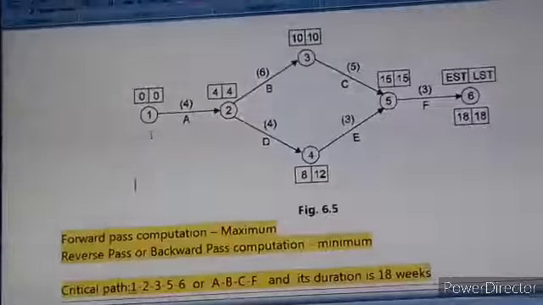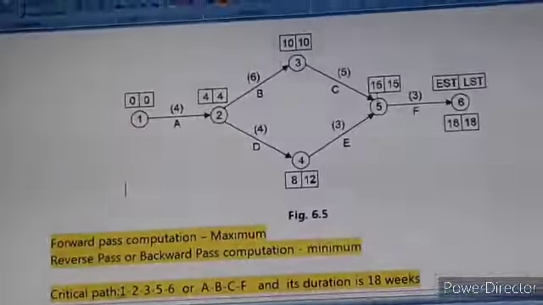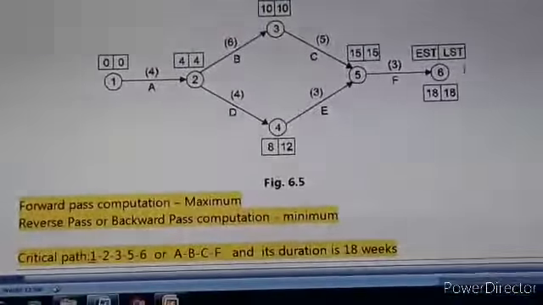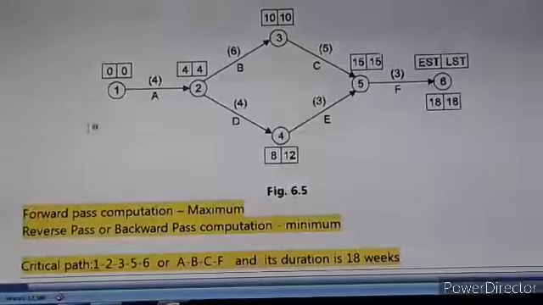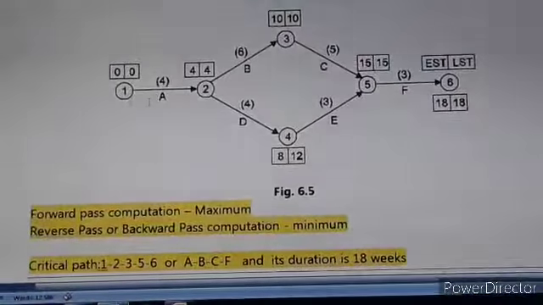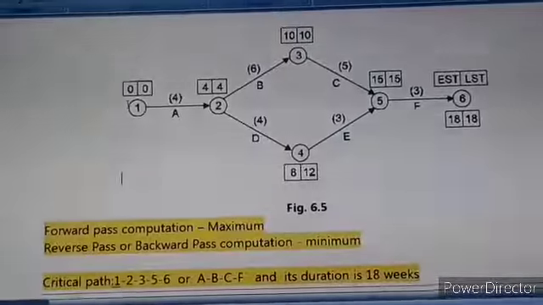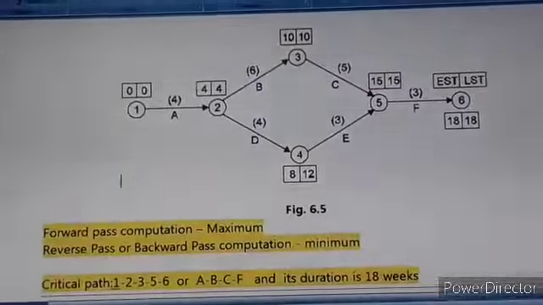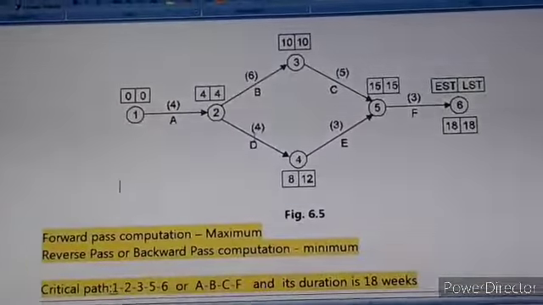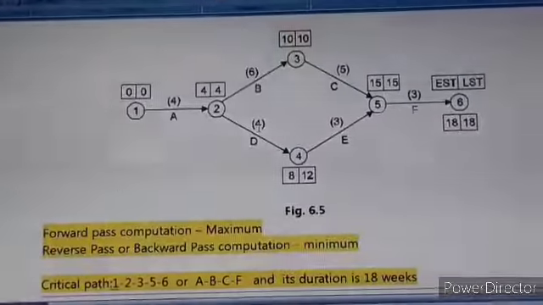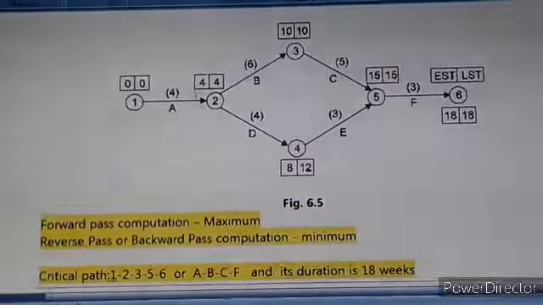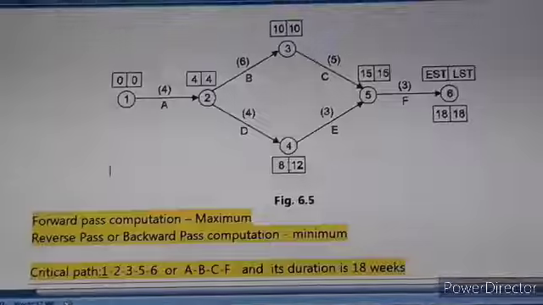So we have taken into account one path, that is 1, 2, 3, 5, 6. Now the second path is 1, 2, 4, 5, 6. So again we have to start with activity A. Here we start with 0 plus 4. Then for activity D the duration is 4 weeks. So 4 plus 4, here we will get 8.